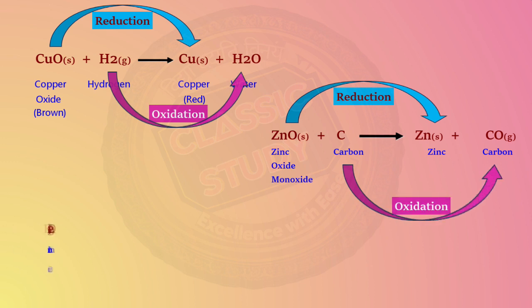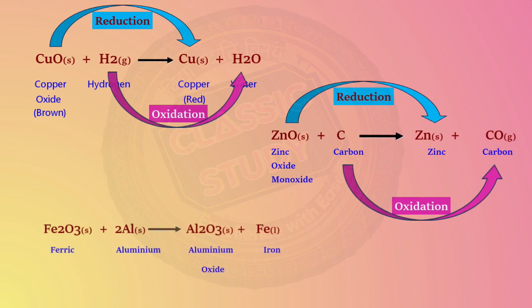Another reaction, ferric oxide Fe2O3 combines with aluminium 2Al, undergoes reaction and forms Al2O3, aluminium oxide, and Fe, which is iron, in molten form.